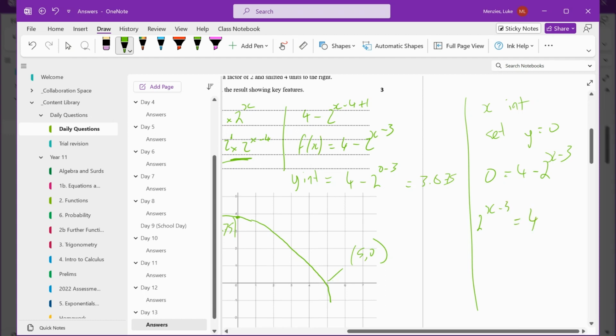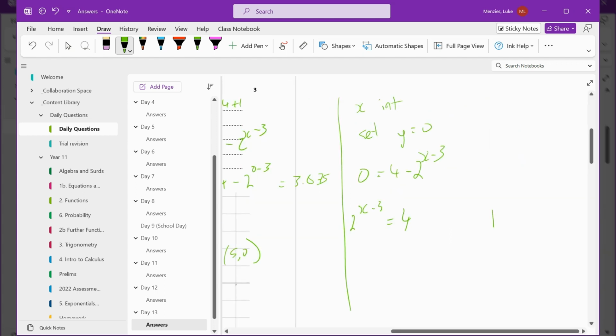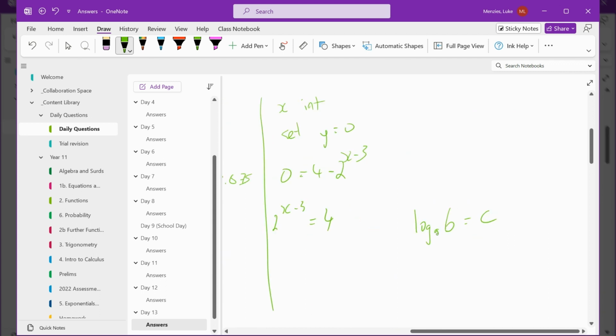For me, I see this as a base, answer, power, so the log. So I would rewrite this. So don't forget when you see base, when I think about log, let's write over here. If I said log base a of b equals c, what we're talking about there is base, answer, power. So base, answer, power.